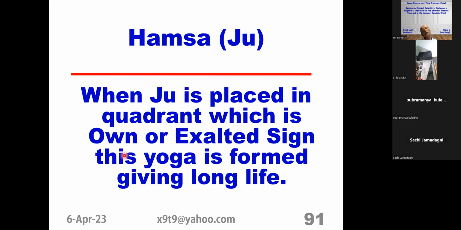Now, there is another yoga called Hamsa Yoga. It is because of Jupiter. This is also called a Mahapurusha Yoga. When Jupiter is placed in a quadrant, which is either its own sign or sign of exaltation, then this yoga is formed. And all these Mahapurusha Yogas give long life beyond 80 years. 80 plus will be there.